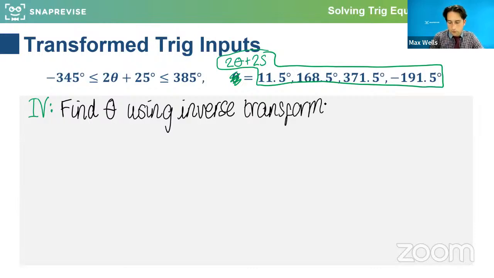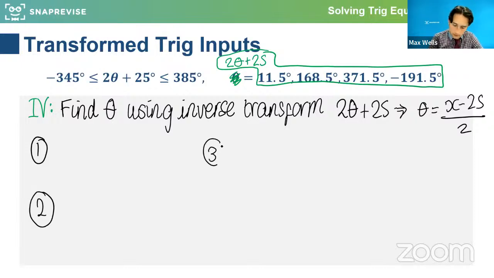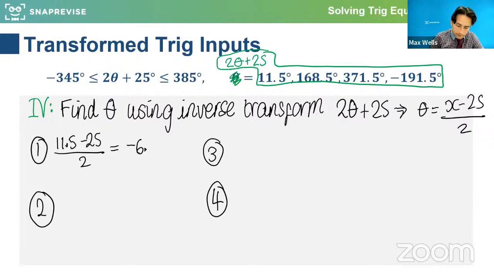Of 2 theta plus 25, which is in fact minus 25 and divide by 2. So if we do that for each of our solutions, and you guys might have already done this, so say for example 11.5 minus 25 over 2, we get minus 6.7, which I think someone got earlier, so they were obviously way ahead of me. But we need to do that for each one.